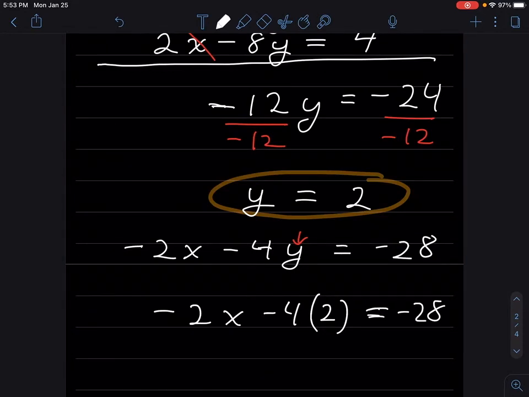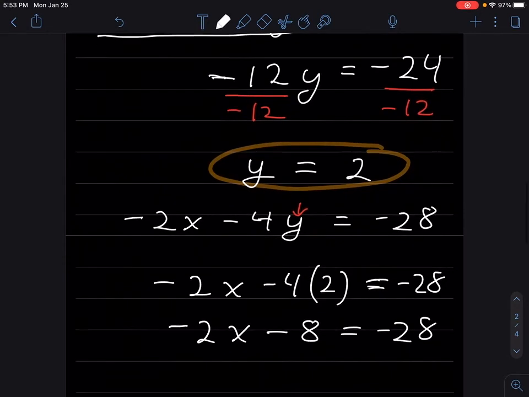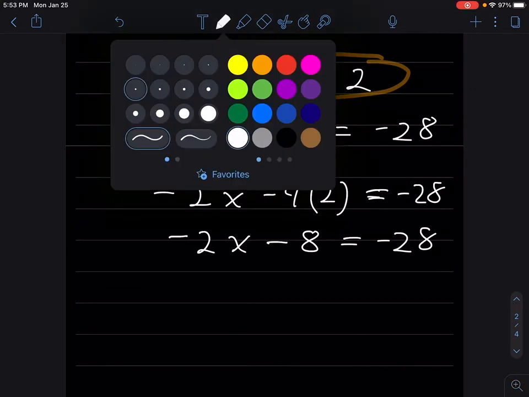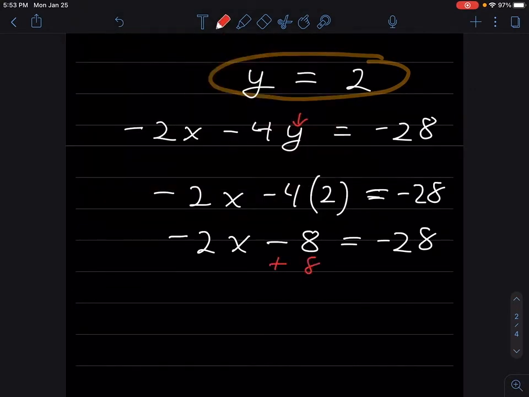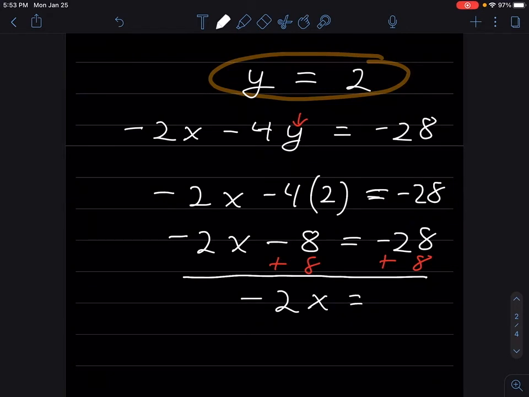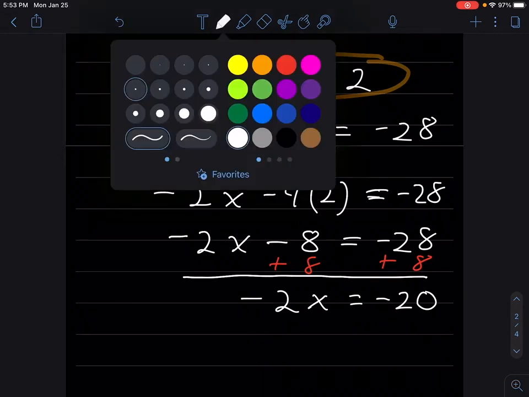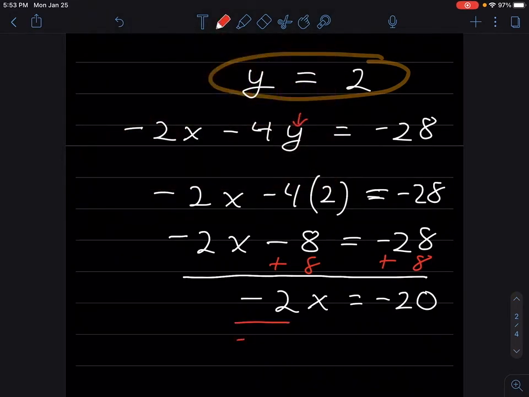So then bring it down further. Negative 2x, negative 4 times 2, minus 8 equals negative 28. Still trying to solve for x. Add 8 to both sides. Okay, as long as you take your time on a system of equations, you'll do fine. Negative 2x equals negative 28 plus 8, negative 20. Last step, divide by negative 2 to solve for x.